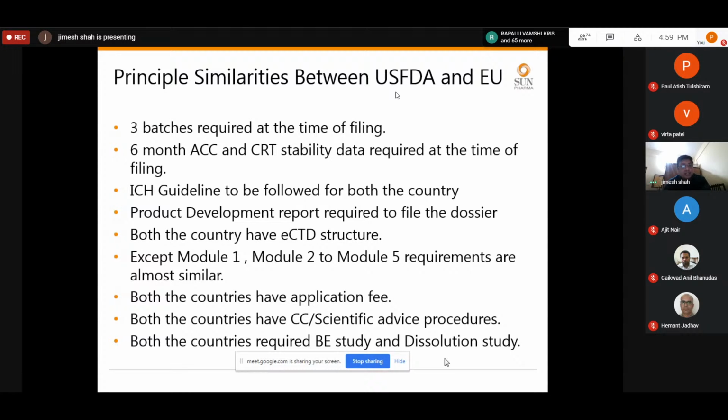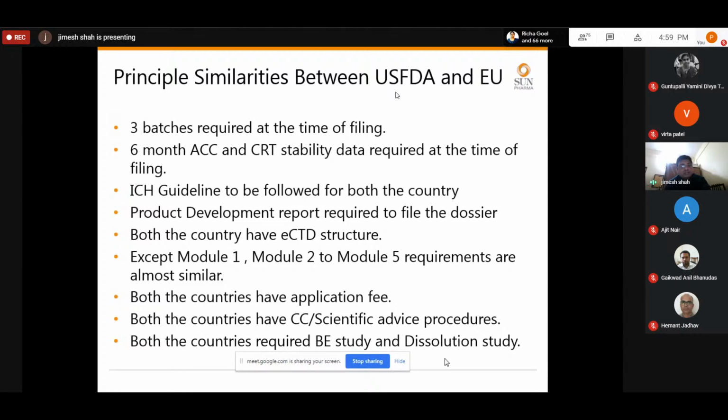Both the countries have application fees also. So when we file the dossier, both the countries have their own application fee. But in the US, there is a refuse to receive filing, that is, rejection of the dossier is possible, while in Europe, rejection of the dossier is not possible. So this is the main difference between the US and Europe.